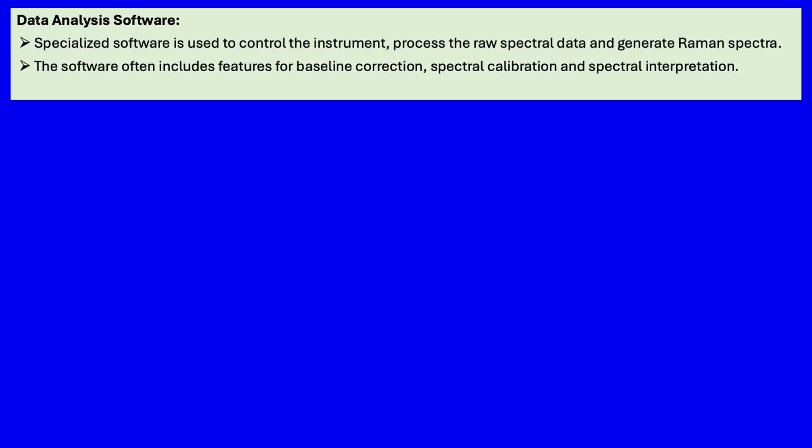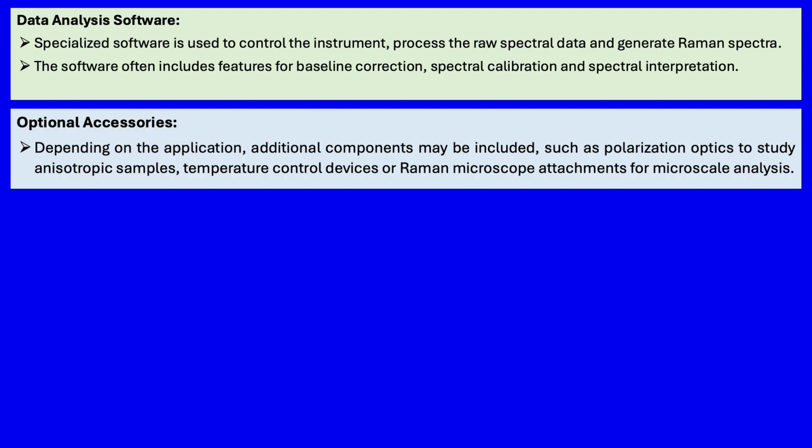Now regarding the data analysis software, we have to remember that this is specialized software which is used to control the instrument, process the raw spectral data and generate Raman spectra. The software often includes features for baseline correction, spectral calibration and spectral interpretation.